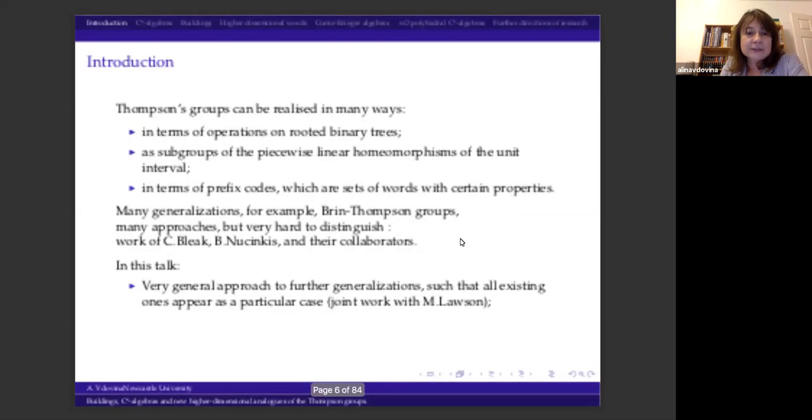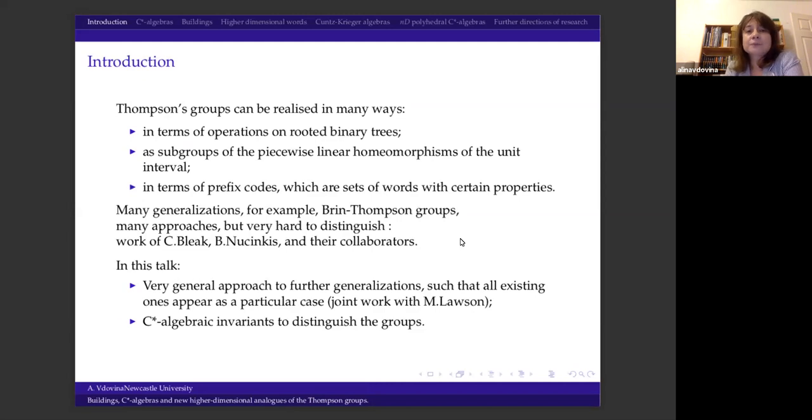So let's just start. Of course, I already see in the audience experts in Thompson's groups, so I apologize that I'm not going to give a history, and I didn't cite everybody. I just give a very light touch of what I know about Thompson's groups and their generalizations. As you know, Thompson's groups can be realized in many ways: in terms of operations on rooted binary trees, as subgroups of the piecewise linear homeomorphisms of the unit interval, and in terms of prefix codes, which are sets of words with certain properties. But of course, there are many other ways to look at Thompson groups. We also know many generalizations, for example, Brin-Thompson groups. So there are many approaches to the subject.